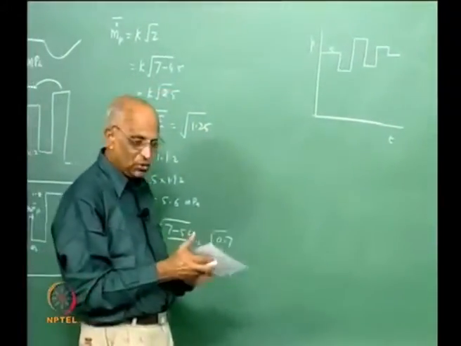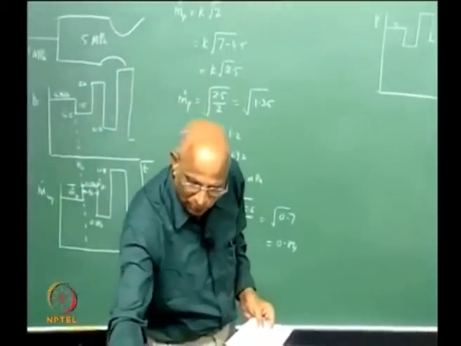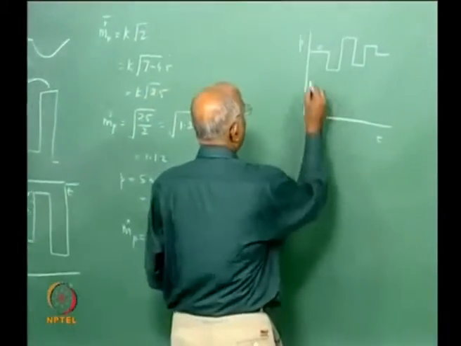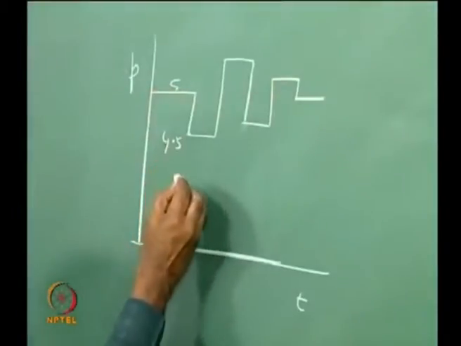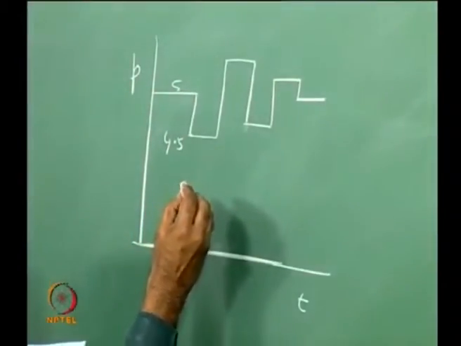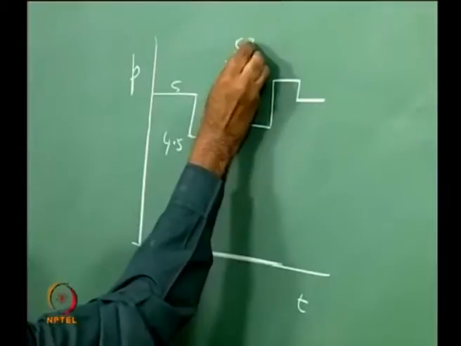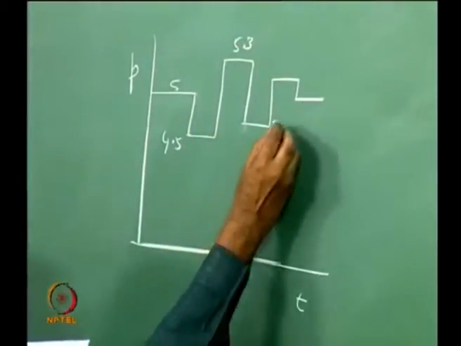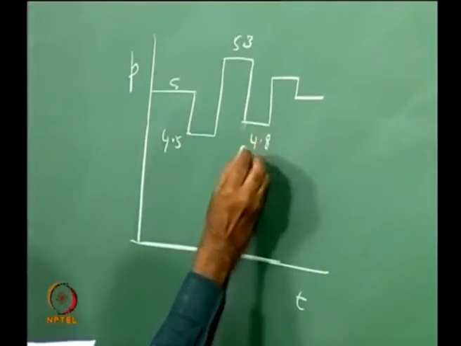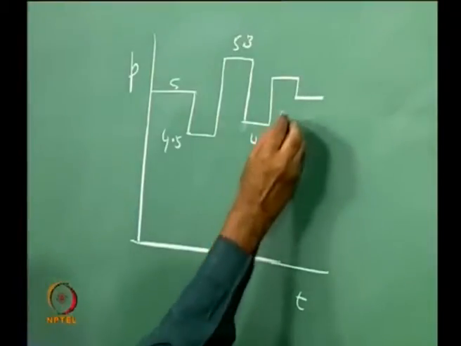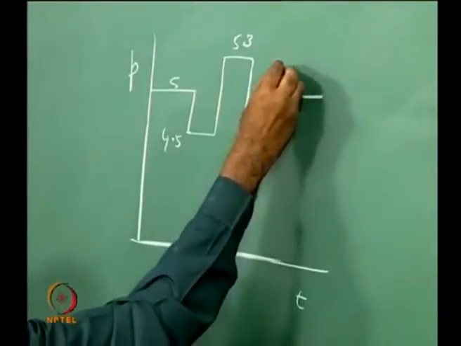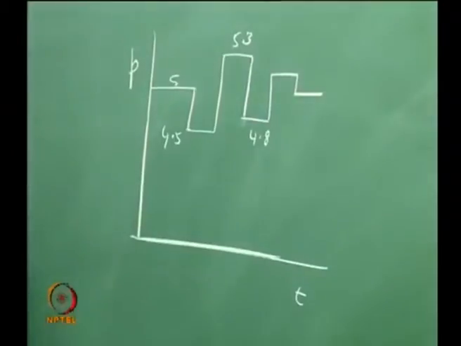And let me put the numbers through because we should not go too fast also. 4.5, the value goes to 5.3, the value comes back to 4.8, and so on, it will be something like 5.1 and so on till it comes back to this.